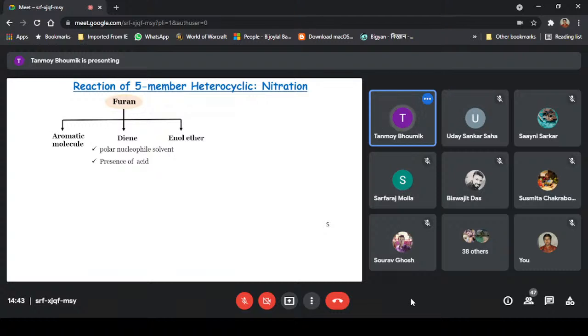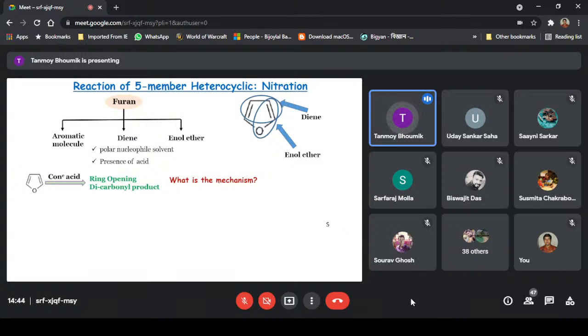So this furan molecule has different types of behavior. One is as an aromatic, another is as a diene, and the third is as an enol ether. This furan can have two types of character: one is the diene, and one is the enol ether. The enol part is there and the ether is also there, and there are also the two double bonds of the diene in this molecule.